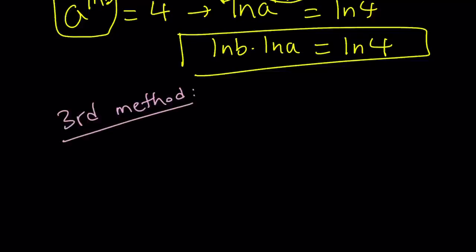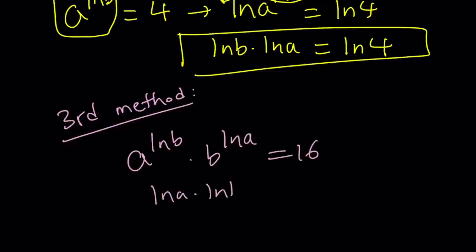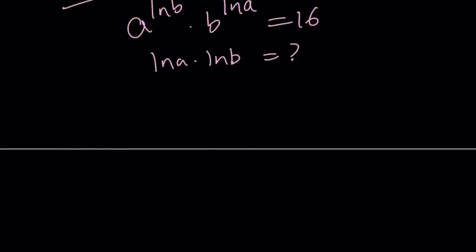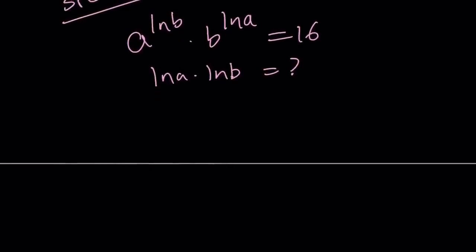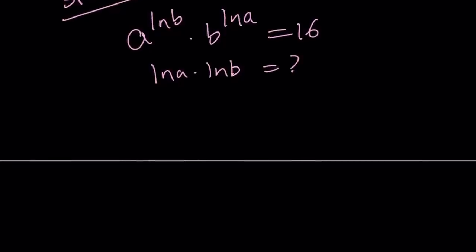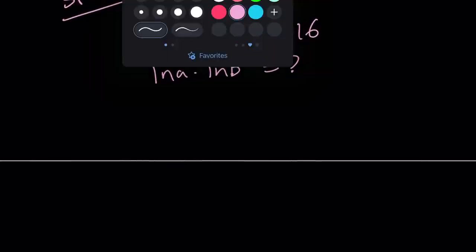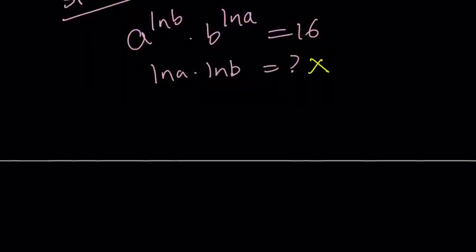All right, so we have a to the power ln b times b to the power ln a equals 16, and I'm looking for ln a times ln b. That's the original problem, right? Okay, what am I going to do? I'm going to use substitution again, but this time I'm going to use it in a different way. What I'm trying to find, I'm going to call that something. So how about calling this x, ln a times ln b.